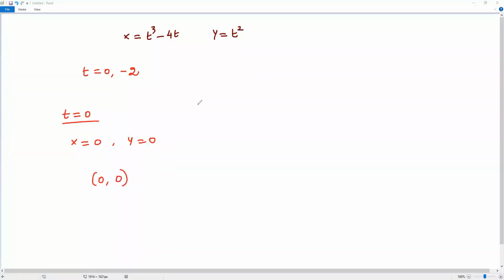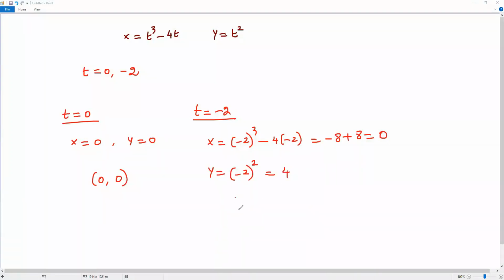Now I'm going to plug t equals negative 2 into the given parametric equations. Then I get x equals negative 2 whole cubed, minus 4 times negative 2, which is negative 8 plus 8, which results in 0. When I plug t equals negative 2 into the second parametric equation, I get y equals negative 2 the whole squared, which is 4. So the point I'm getting here is (0, 4).